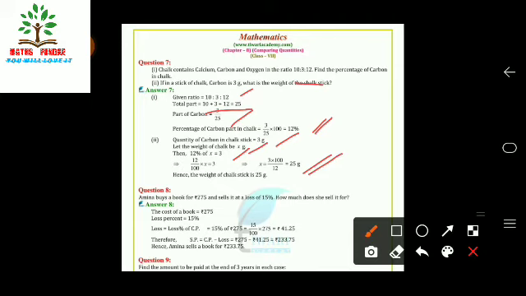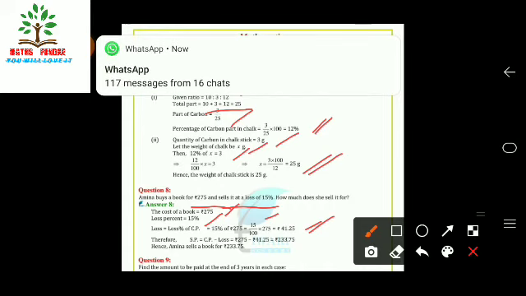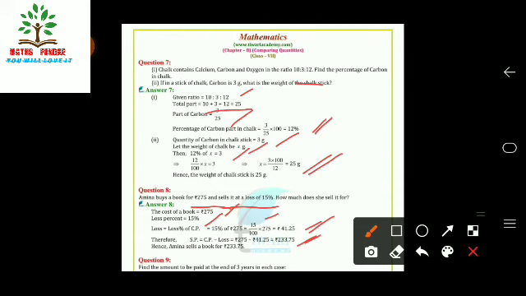Then question number 8: Amina buys a book for rupees 275 and sells it at a loss of 15%. How much does she sell it for? So the cost price of the book is 275, the loss percent is 15%. Loss is 15% of 275, that is 15 upon 100 into 275, that is rupees 41.25. So SP will be CP minus loss, which is 233.75. 233.75 is the answer.